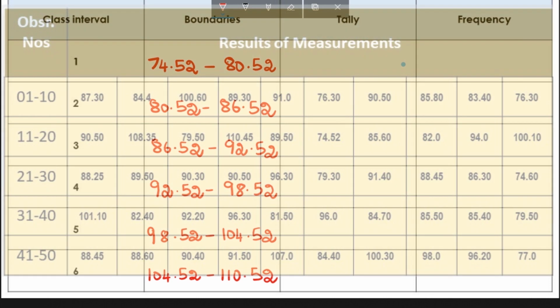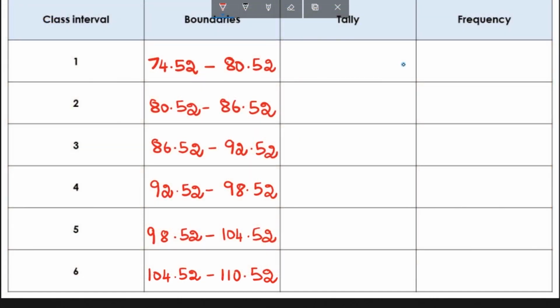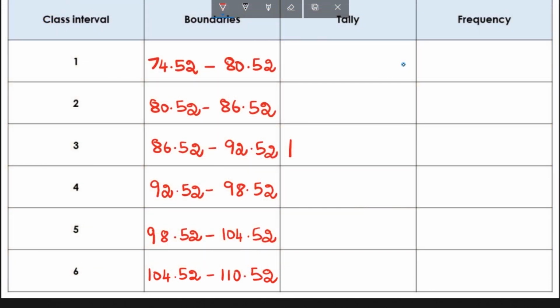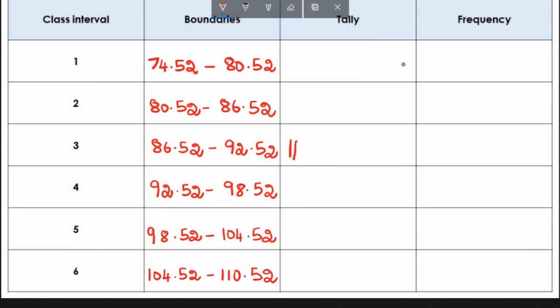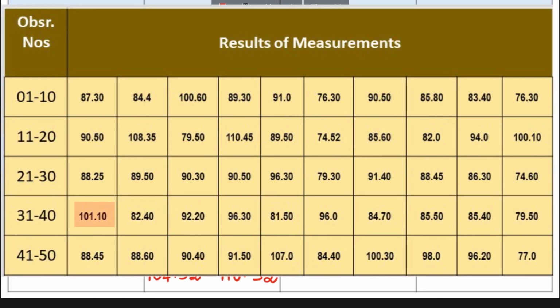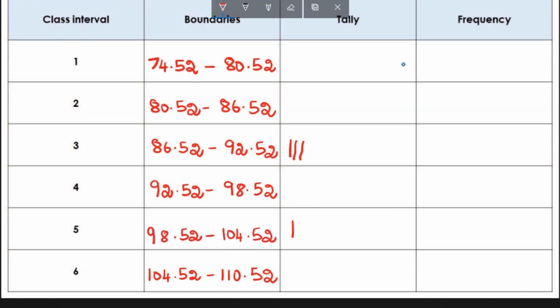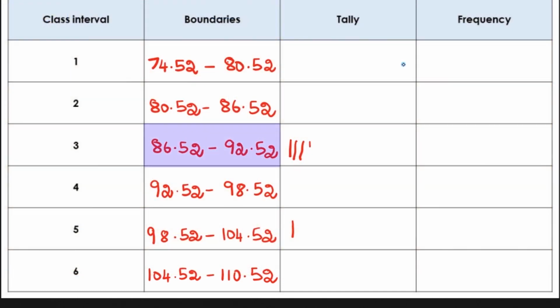We shall proceed. Tally, first reading is 87.30. That will come in the third row. Yes. Good. The second reading is 90.50. That will also come in the same row. Sir. Good. The third reading is 88.25. That will also appear in the same row. The fourth reading is 101.10. Yes, that will come in the fifth row. Good. The next reading is 88.45. That will also be in the third row.